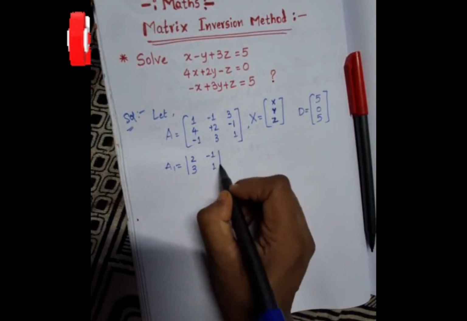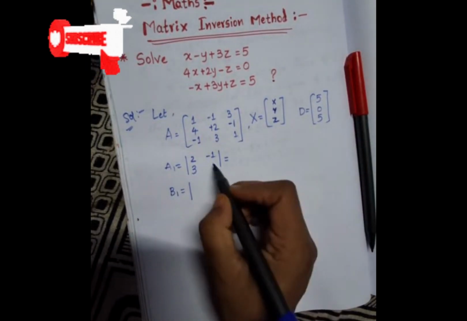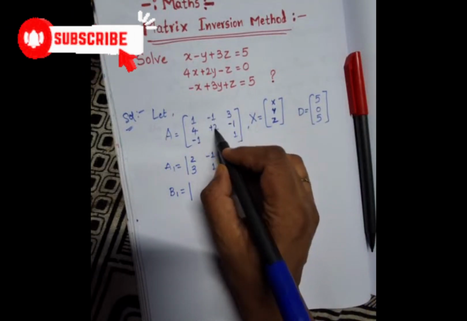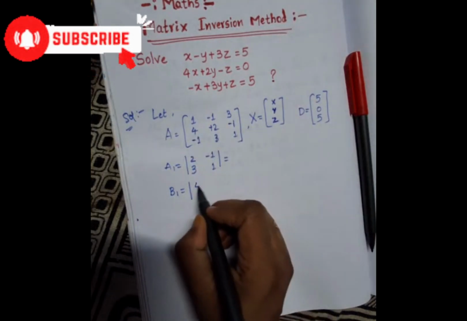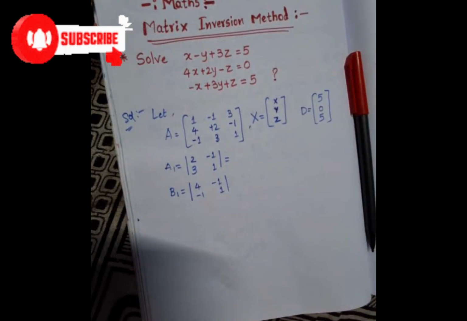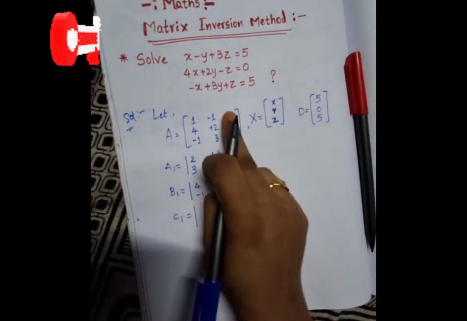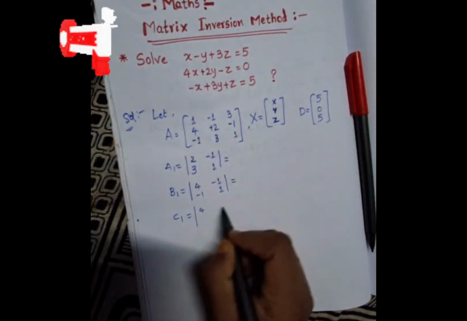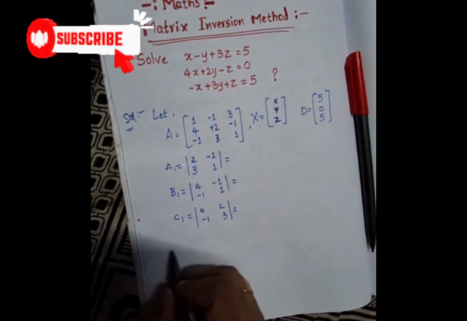3 1 is b1. First I am writing, and next we have to find the determinants. Next b1: hide this column and write the values of the other columns, 4 minus 1, the remaining terms. Now c1 means hide this row and this column: 4 2, minus 1 3. Okay, like this.